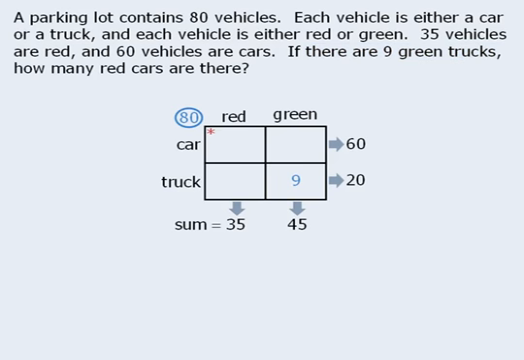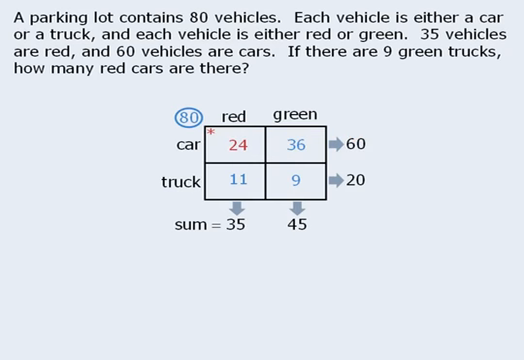Now that we know the value of one box, we can complete the rest of the table. For example, we already know that the sum of these two boxes must be 20. Since one box is 9, the other box must be 11. We also know that the sum of these two boxes must be 45, so the top box must be 36. Finally, we know that the sum of these two boxes must be 60, and since one box is 36, the other box must be 24.